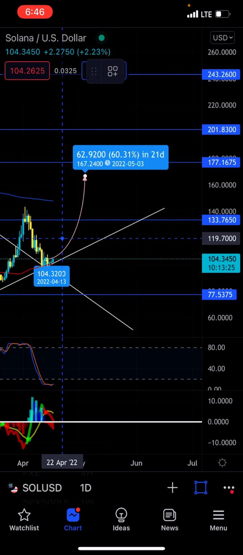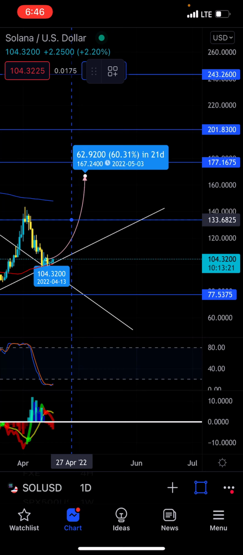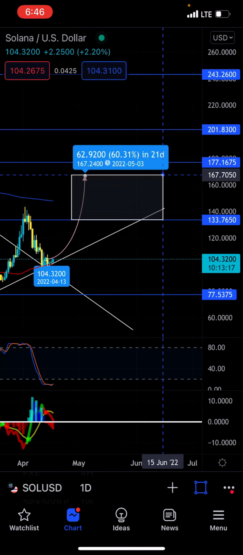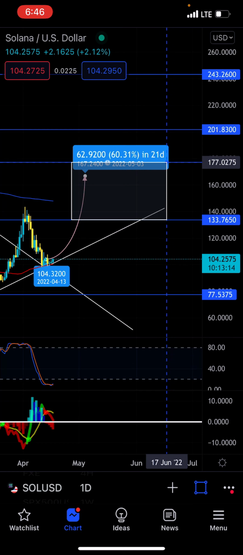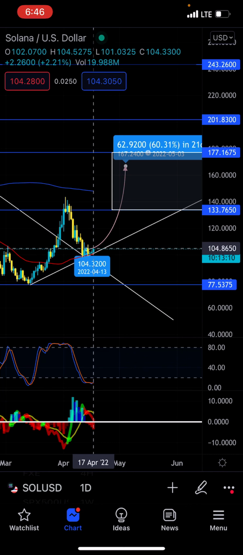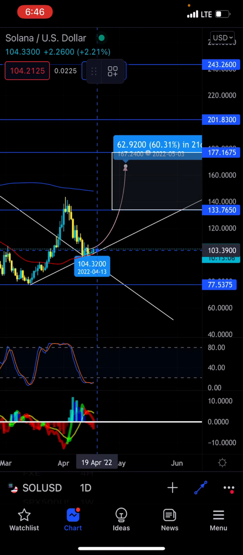If I had to take a quick guess, I'd say your next range for Solana, in 21 days, is going to be somewhere between 133 and 167, somewhere around this range. Definitely somewhere here within the next 20, 30 days or so, within the next month. I'd probably see Solana just go straight into this next range possibly, because it does look like it's going that way.